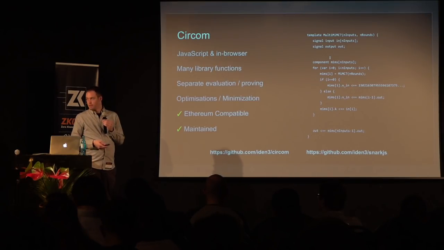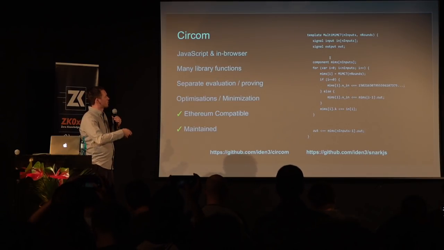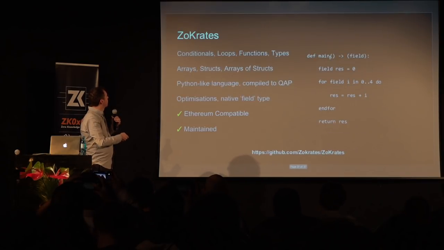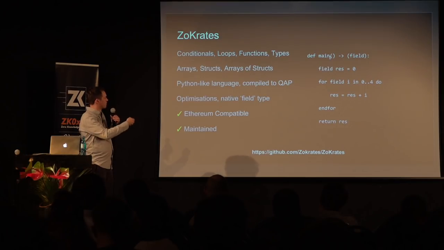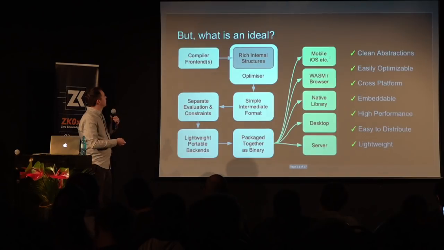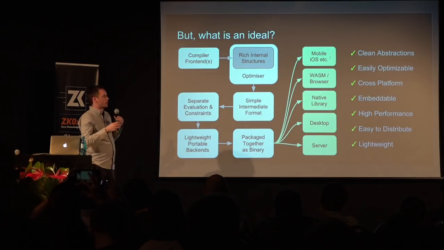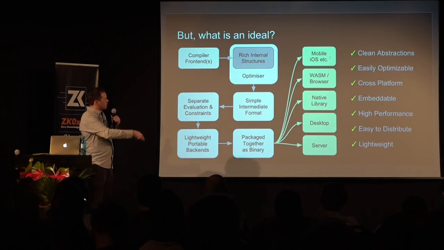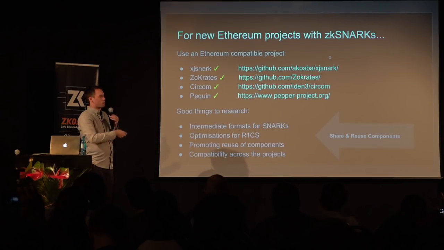Another interesting project is CirCom, which is a JavaScript library. It separates constraints from evaluating the code, so you've got a set of constraints and it's very easy to pick up. And then you've got Socrates, which has conditionals, loops, arrays, a Python-like language, optimizations, and is Ethereum compatible. None of them are really ideal, though. I was trying to think what a good ideal would be, and essentially it's to split the different projects into their abstract components so that we can hit all of these goals and be able to reuse some of the things we want to do. But if you want to use zkSNARKs with Ethereum, I'd recommend these 4 projects here.